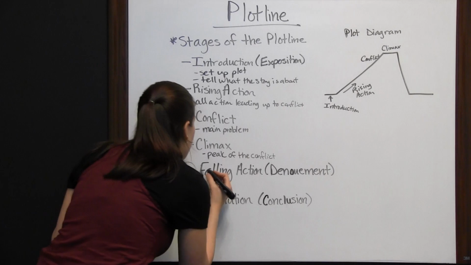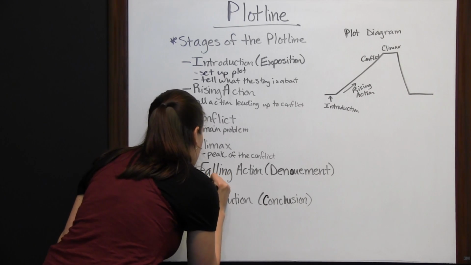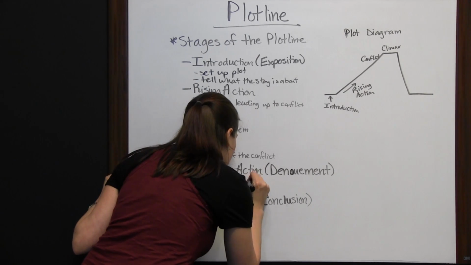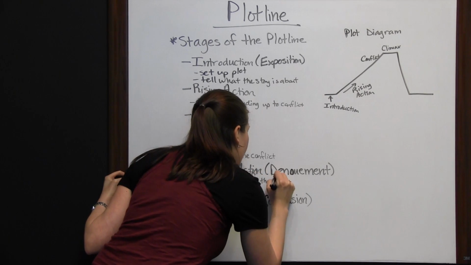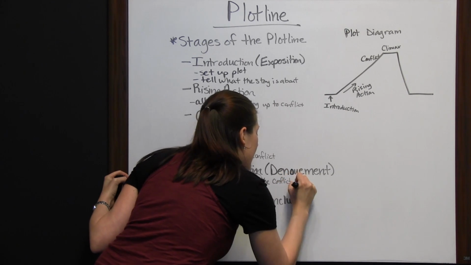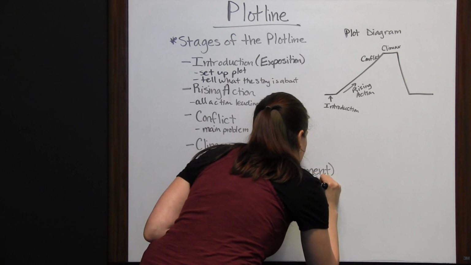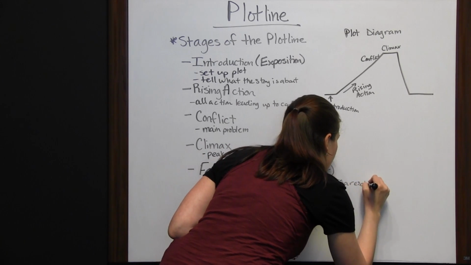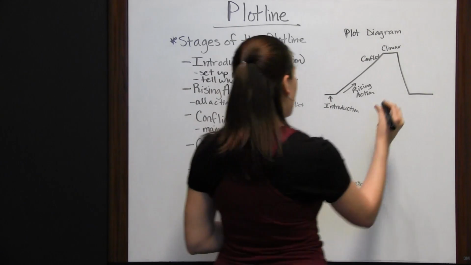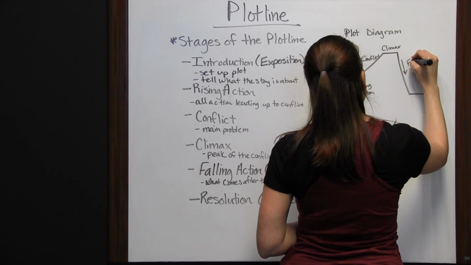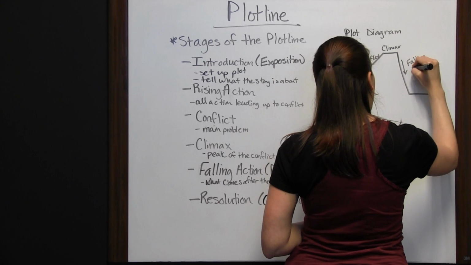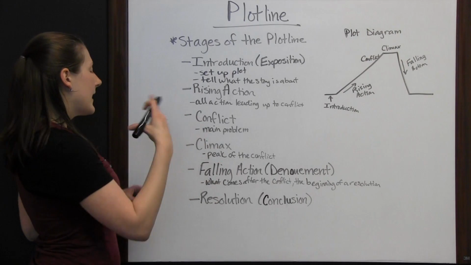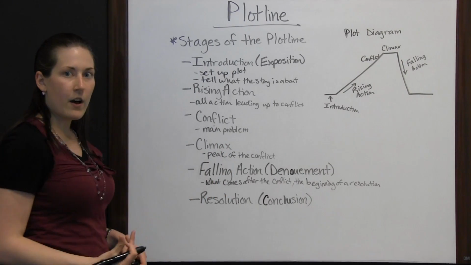So with your falling action, it's going to be what comes after the conflict. The beginning of a resolution. So things start to resolve themselves. We've got our falling action, and it's going to fall the same way our rising action began. So the author may be tying up any loose ends, getting you ready for the end of the story with your falling action.